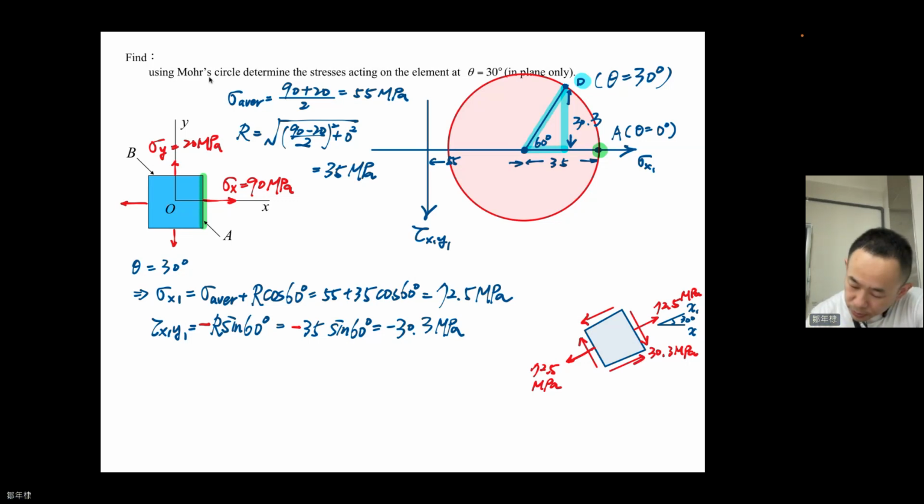Okay, 30.3 MPa. Right. Are we done? No, because we don't know the y1 axis. So can we do that? Of course we can do that easily, right? So now you see here is the blue plane, which is plane D. Plane D, okay? And here is your plane E, all right?